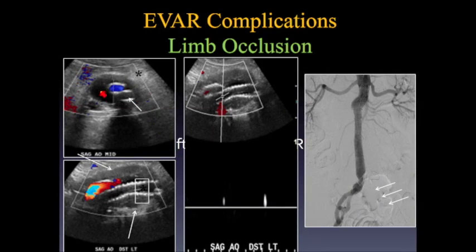So on this examination, we see that one of the limbs is occluded. There is no flow on color Doppler or spectral Doppler, and an endovascular angiogram is performed that demonstrates no opacification of the left lower extremity system.